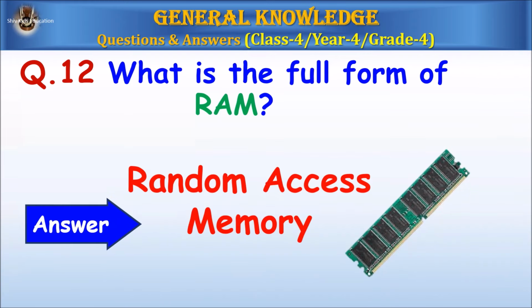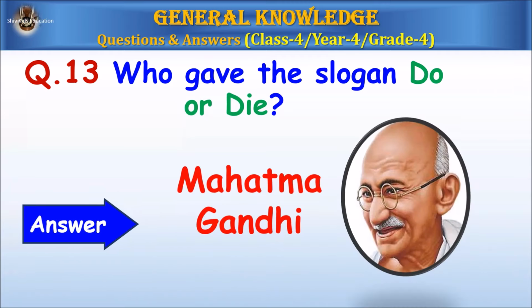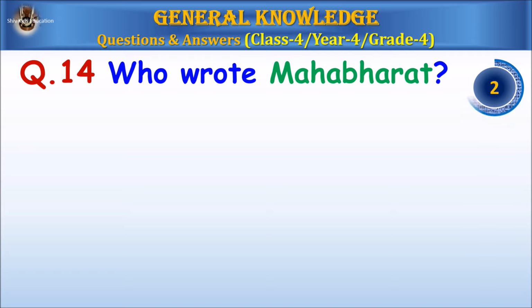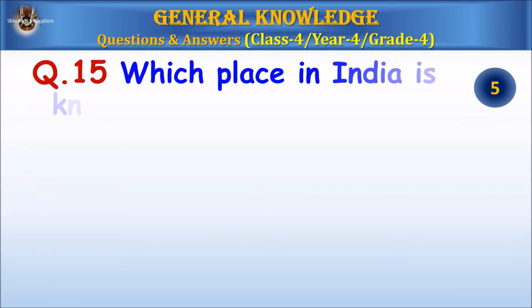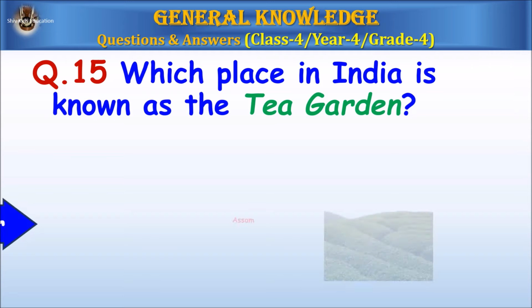13. Who gave the slogan Do or Die? Answer: Mahatma Gandhi. 14. Who wrote Mahabharat? Answer: Vedvyas. 15. Which place in India is known as the Tea Garden? Answer: Assam.